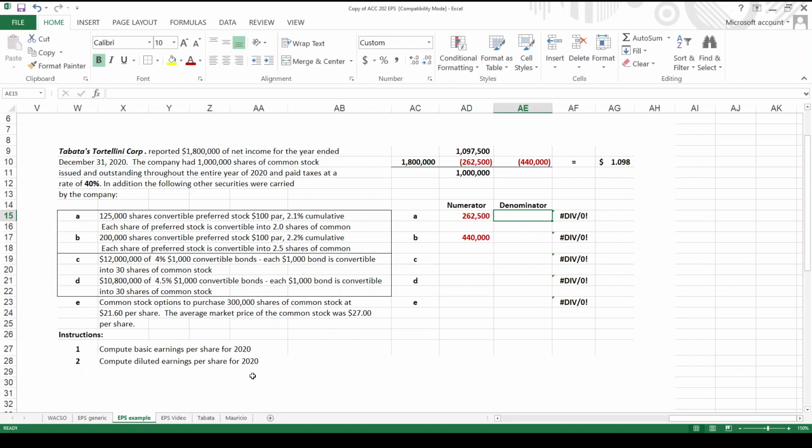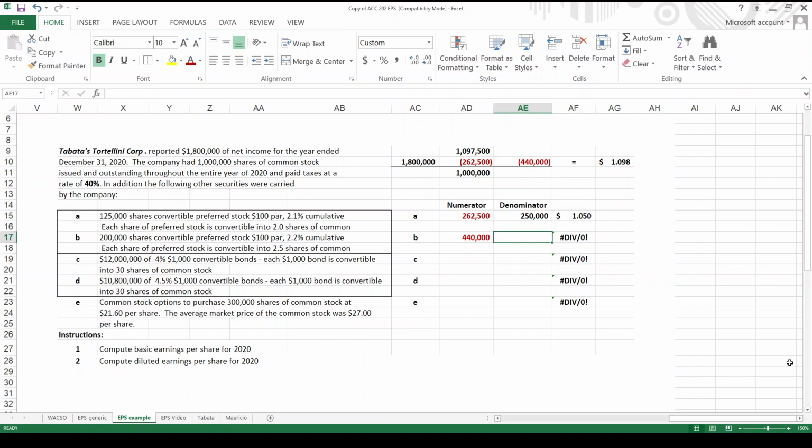How many new shares would come about as a result of this conversion? Well, let's make the calculation. It says 125,000 shares, each of which is converted into 2 shares of common stock. So that's going to be what? 125 times 2. 250,000. And if you divide, you can see that that number comes out less than this, which means this might be a dilutive security if we throw it into the mix.